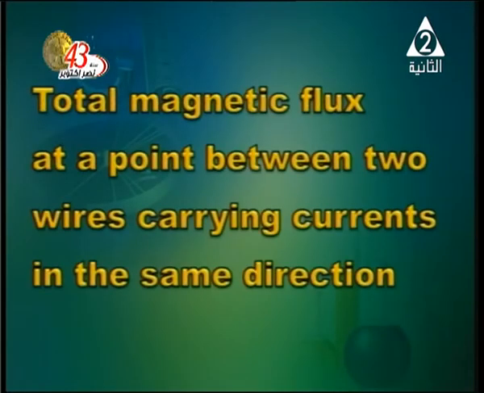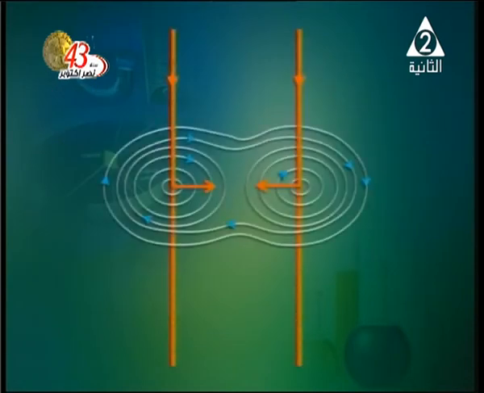Talking about total magnetic flux at a point between two wires carrying currents in the same direction. So we've got two wires that carry currents in the same direction, and we want to calculate the total magnetic flux at a point between the two wires or outside the two wires. Once again, in front of you, we've got two wires carrying current in the same direction.